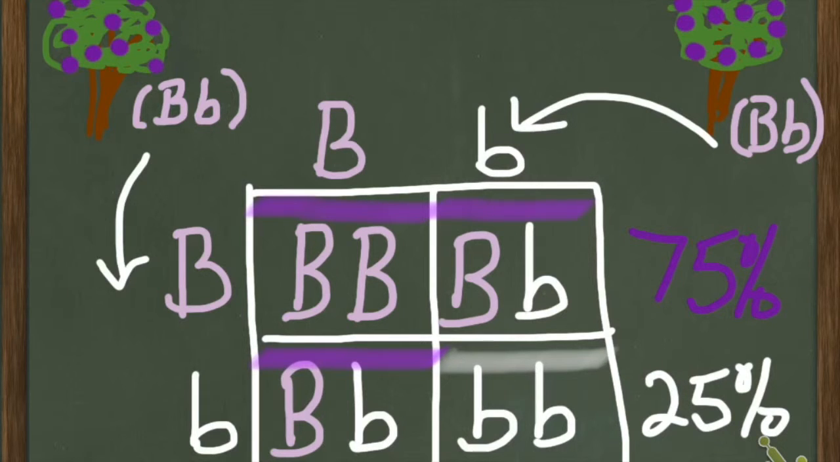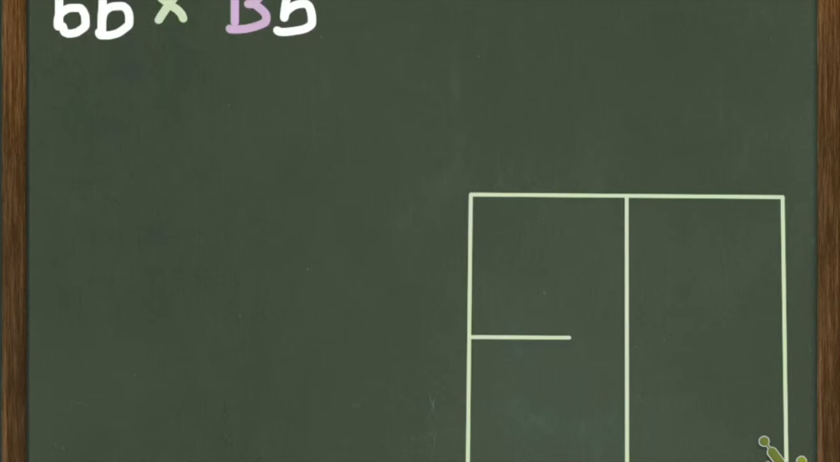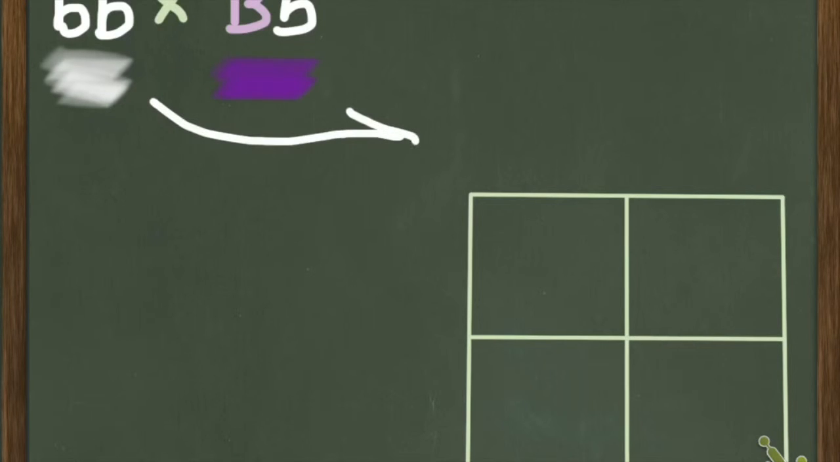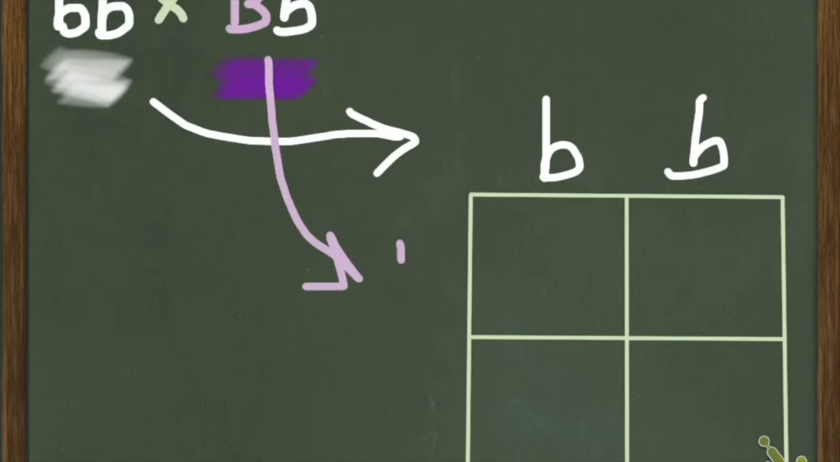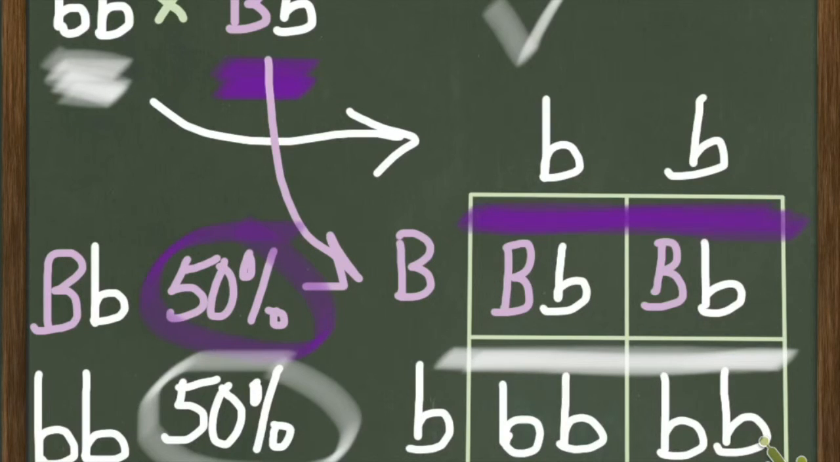Now imagine you cross one of the white flowers, 2 lowercase b's, with a purple flower that has both a dominant and recessive factor, so it's capital B, lowercase b. The only possible gamete the white flower can give is recessive, the lowercase b, while the purple flower has 2 gametes that it can give, either the dominant or the recessive. So when you fill this out, did you find 50% of the offspring will be purple and 50% of the offspring will be white?